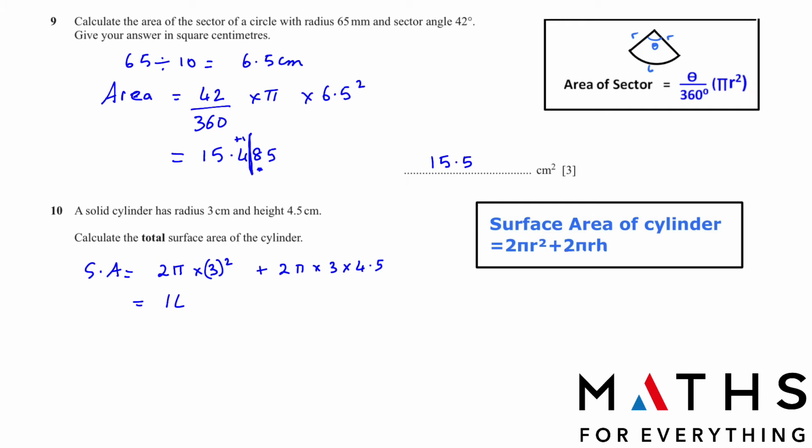You will get the answer 141.37. You can leave it like this, or you can round it to 1 decimal place, which will be 141. 1 decimal place means you look at after 1 decimal. If it's 5 or more, you add 1. So 141.4 cubic centimeter is the answer.